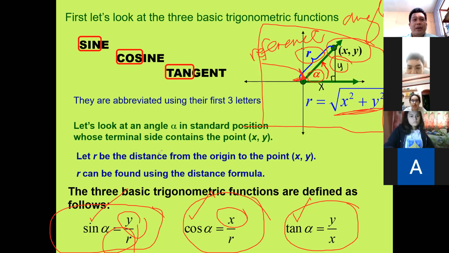Not to mention, we still have cotangent, secant, and cosecant, with the formula cow, sha, chu. Question before we proceed.